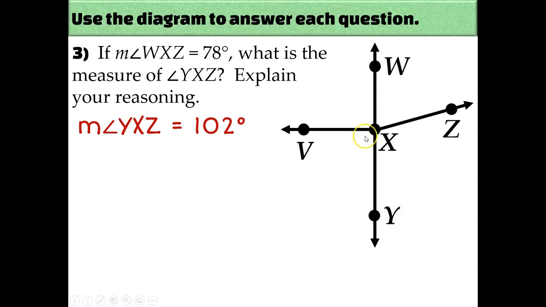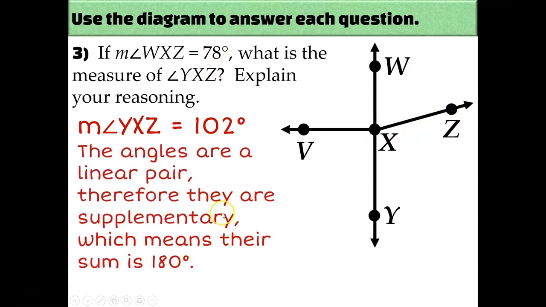The measure of angle YXZ would have to be 102, because I know that angle YXZ and WXZ have to add up to 180 degrees, because they're supplementary, because they're a linear pair.